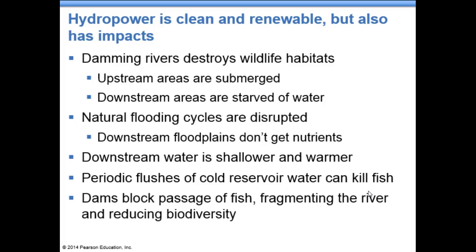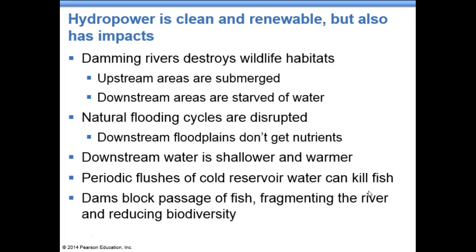The natural flooding cycles of the rivers are disrupted, and this suppresses nutrients from being brought down from the floodplains. So the sediments become trapped behind the dams, and then they begin filling that reservoir, making it shallower. Dams also cause thermal pollution because the water downstream may be unusually warm since the water levels are kept unnaturally shallow, so that's a problem.